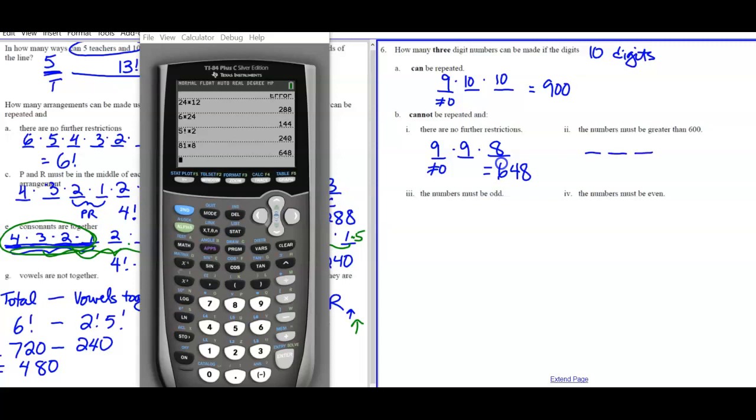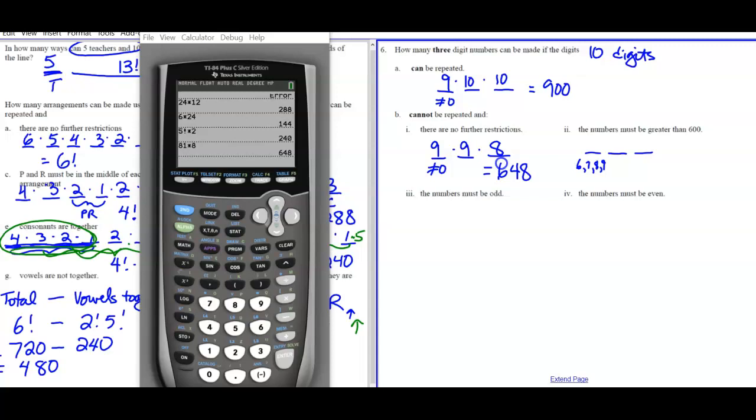Okay, numbers have to be greater than 600. Okay, so obviously this can be a 6, a 7, an 8, or a 9. Can't be 0, right? But that makes sense. Maybe 0 is not a 3-digit number anyway, right? And notice how they cannot be repeated. So that's going to work out okay, because if we had a 0 here, we're not going to have a 0 here. So we'll never get 600 anyway, right? Because they cannot be repeated.